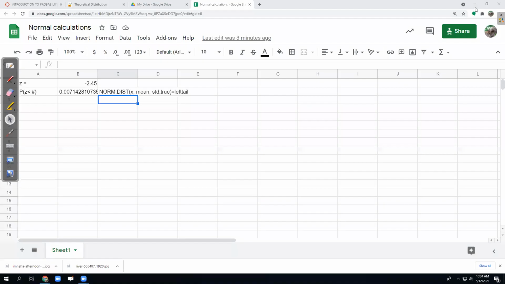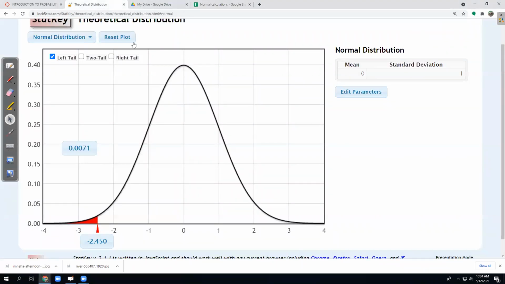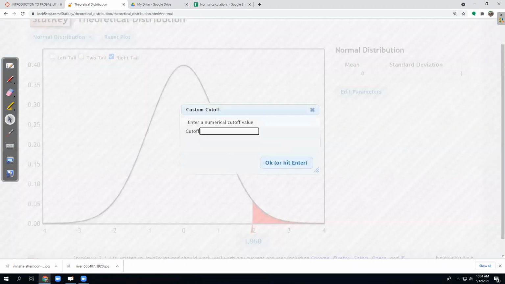So first I'll do it in Stack Key because that's the easy way to do it. So I can just reset this, or I could have just turned off the tail. I have the right mean and standard deviation. I always want to double check that. And this time I want a right tail. And then we plug in the correct number at the bottom.